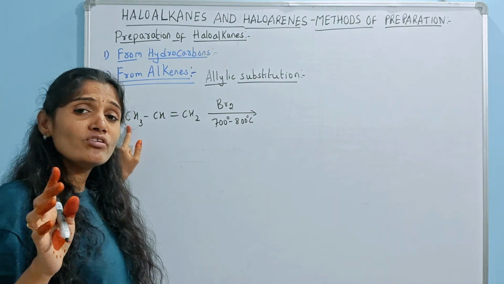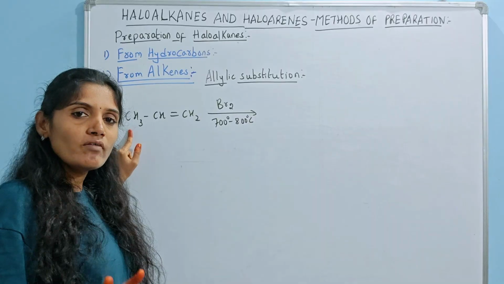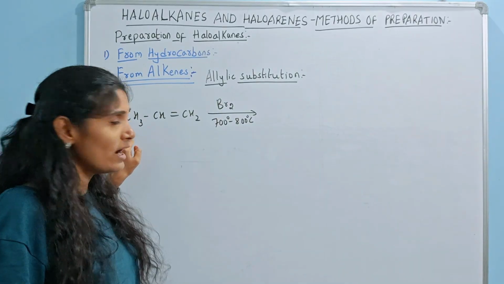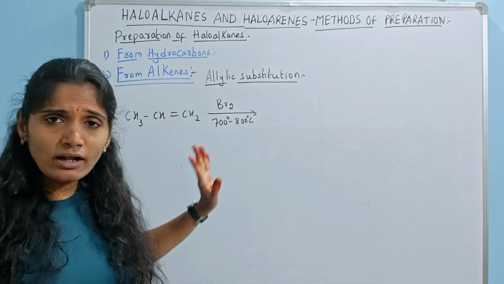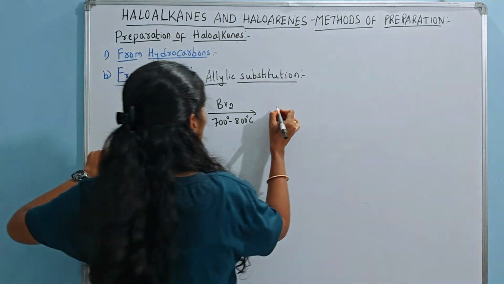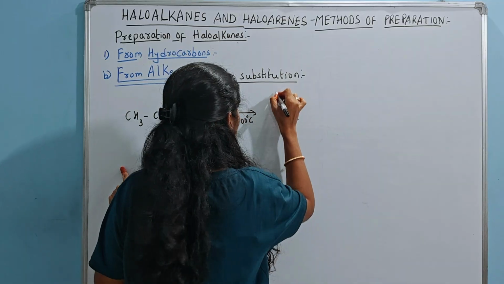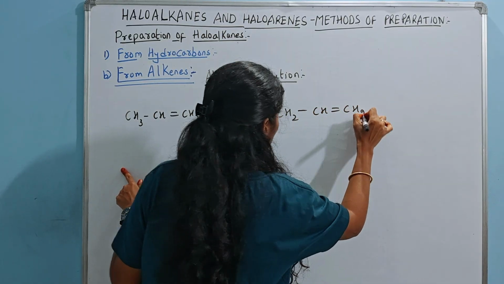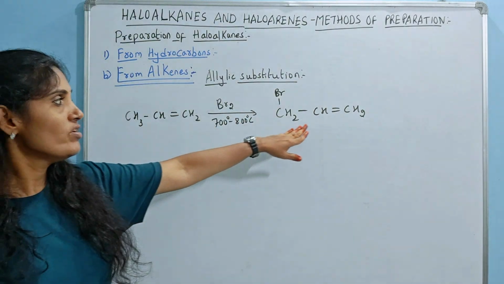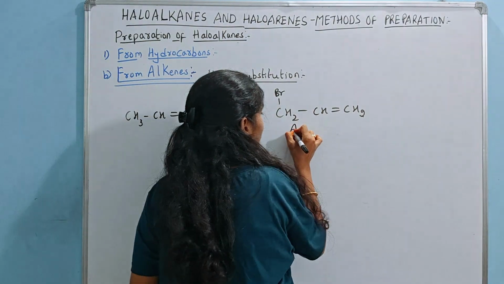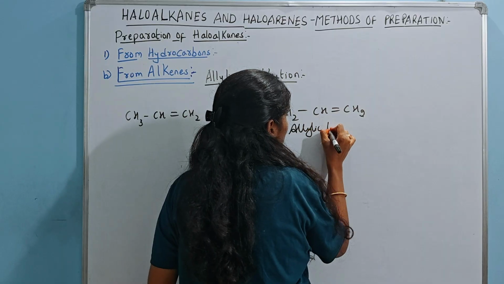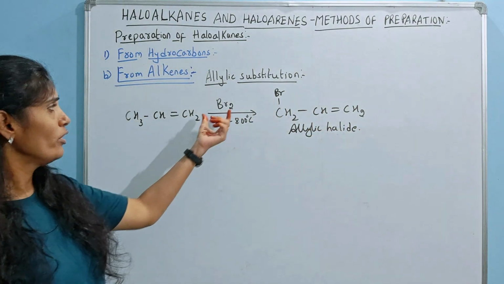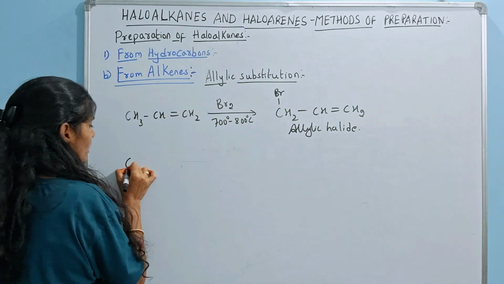Because if it is not a very high temperature, there is every possibility it will produce free radicals. Now here I don't want free radicals. That is the reason I will maintain a high temperature. Now what will happen? I get the substitution of bromine at the allylic position. So this is which halide? This is my allylic halide. Clear? Very important.